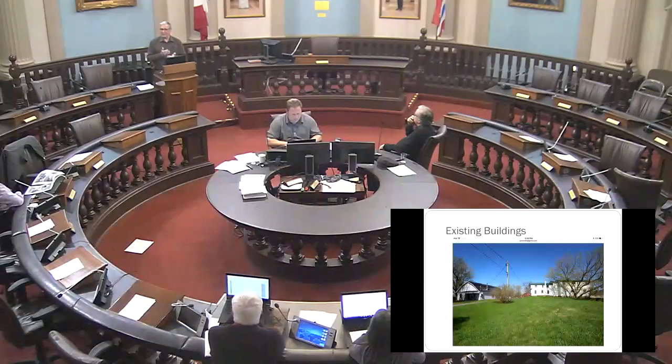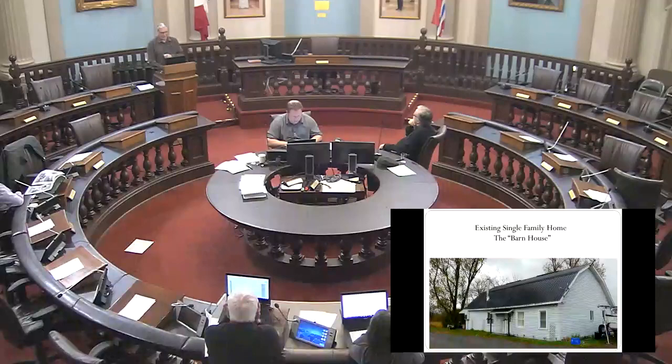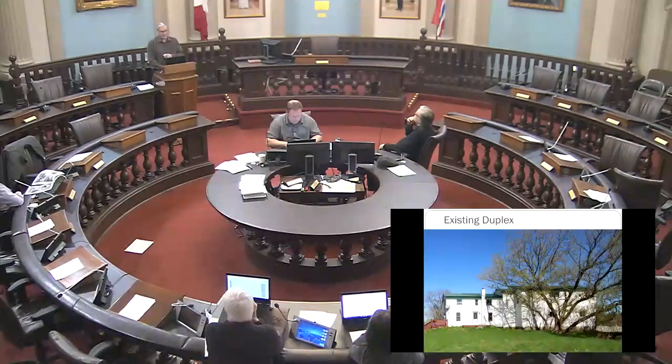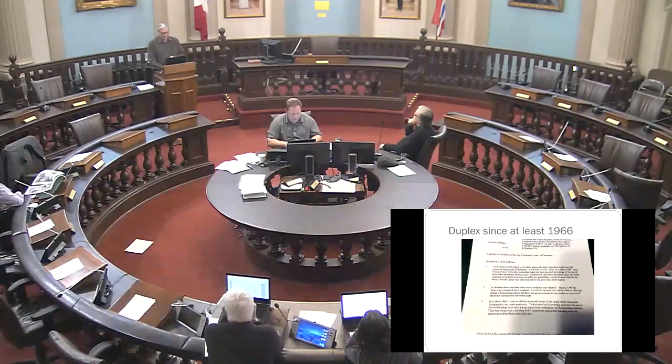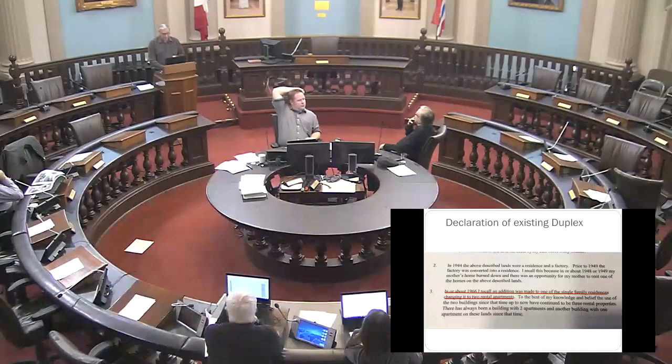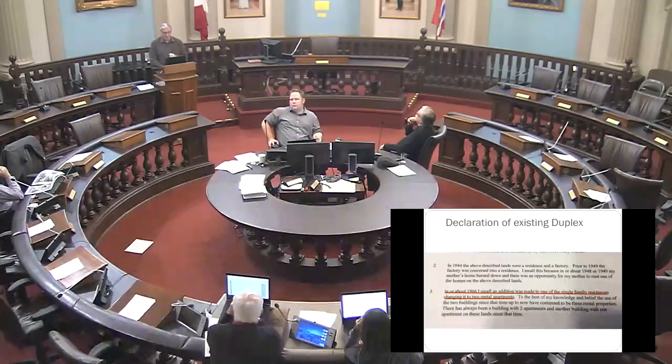Now, like I said, my understanding is it's zoned already rural residential, allowing for the duplex. Now, this property has, there's a picture of the single house. It has been a duplex for many, many years. In fact, you can see it's impossible to sell. This is a letter that we got from a neighbor. It was legally a declaration, a legal declaration. And if you notice the underlined lines, it says, on or about 1966, an addition was made to one of the single family residences, changing it to two rental apartments.